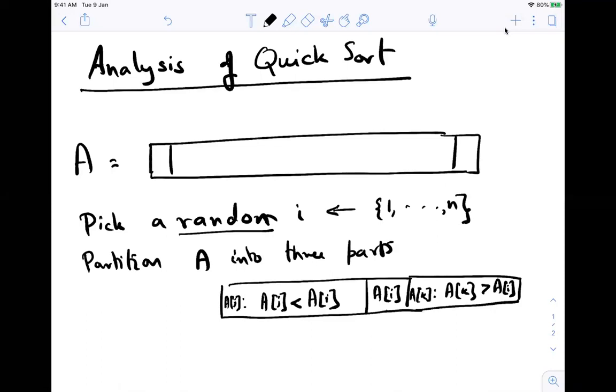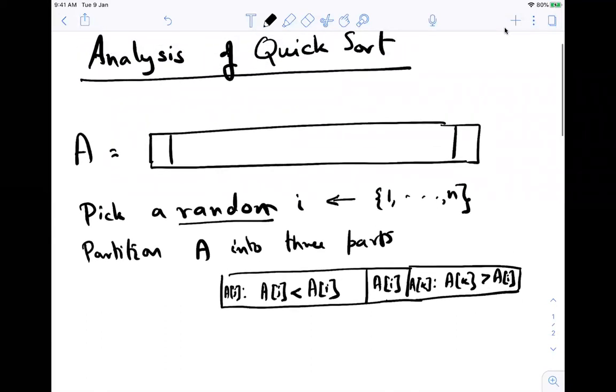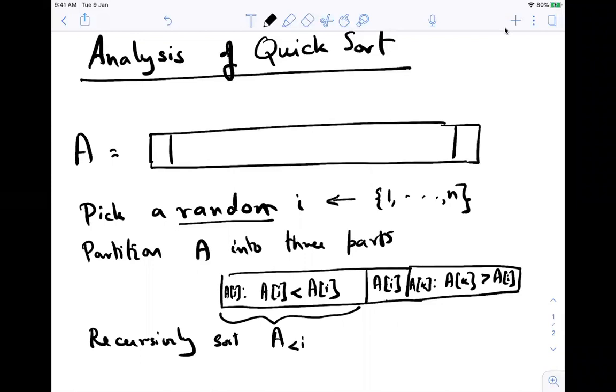So we partition them into 3 parts, right? And then we recursively simply sort this one. So let's call this one A less than I, and this one A greater than I. And we don't have to really worry about putting them together because they are all kind of together, right?